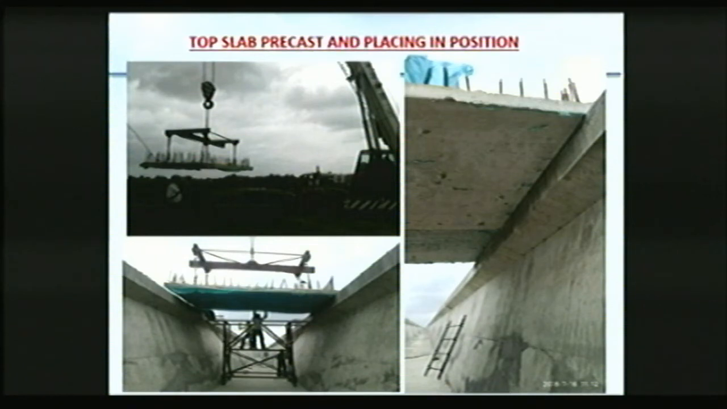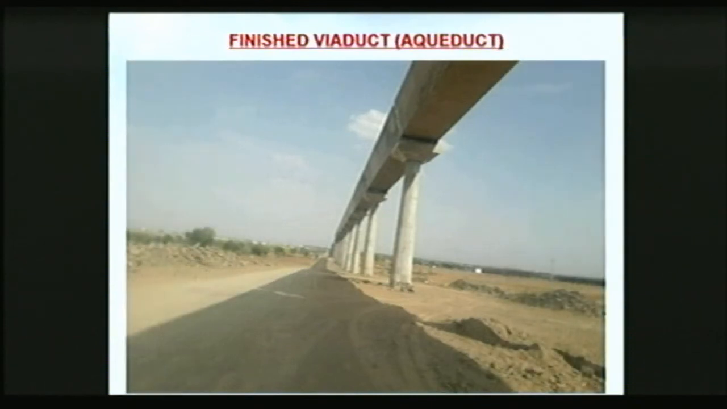And after erection of all the spans, and parallelly, the moment a few spans got ready, then the top slab is being placed. On the left side, you can see the lifting, and on the right side, you can see it being placed on the enlarged portion on the right side web. You can see that. And this is the ready constructed, the finished viaduct.